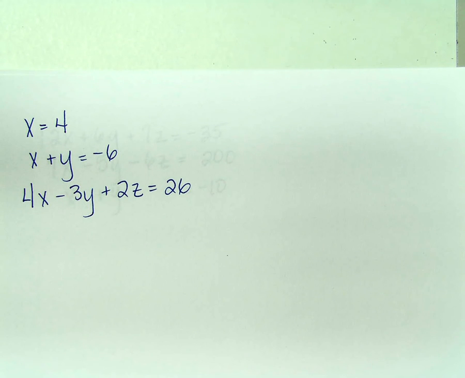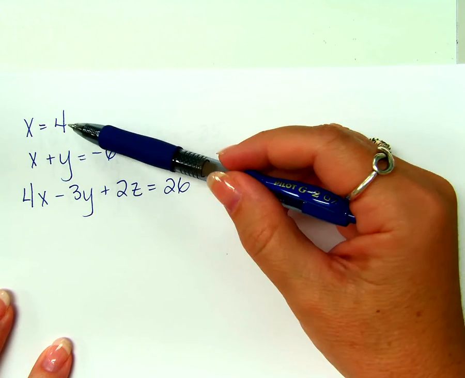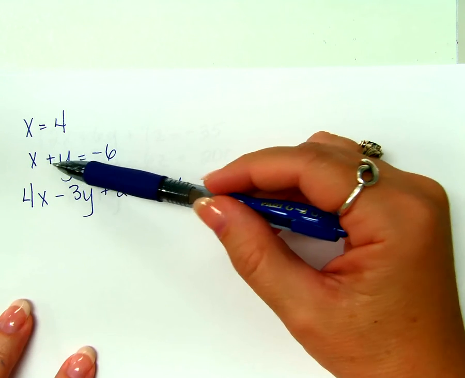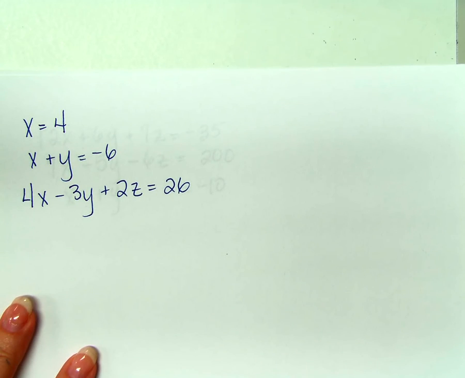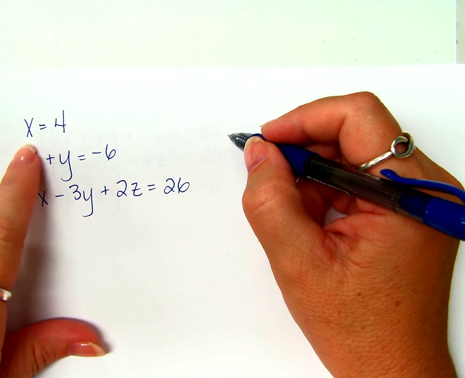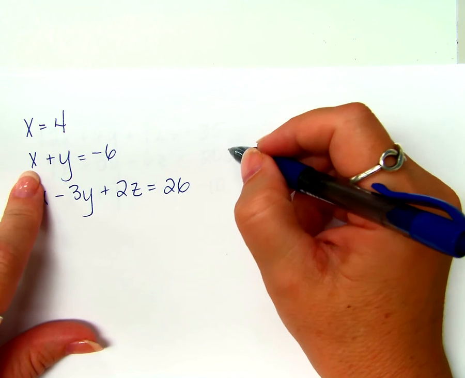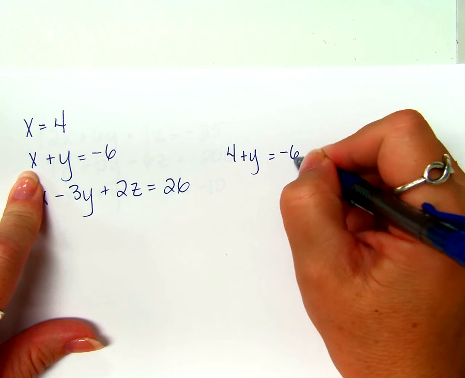So, what do you think we should do first? Add the common terms. Shouldn't we plug in what we know? I already know x equals 4. What if I go here? What would that tell me? 4 plus y. Won't that tell me what y equals? Yes, right? So let's go ahead and do that. I'm going to rewrite the second equation, but instead of writing an x, I'm going to write a 4. So I'm going to write 4 plus y equals negative 6.